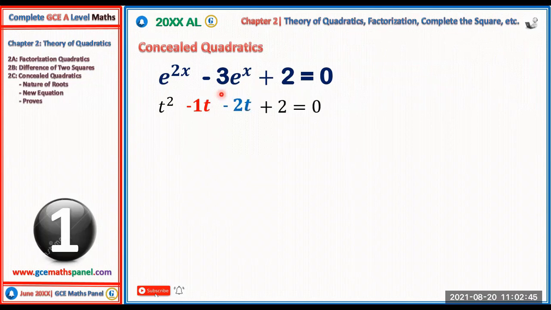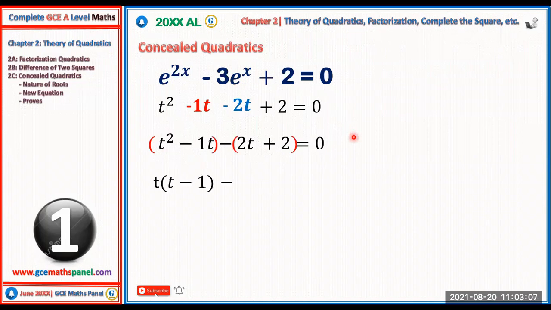So I can solve by factorization. So minus 1t minus 2t's plus 2 equals 0. I want to solve by factorization. Okay, we now group just like we did previously. We pair them in twos. Or from here, you can use your quadratic formula to solve directly. But I love to solve using factorization. I love factorization so much.